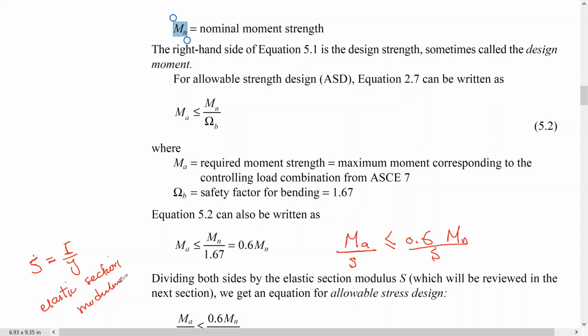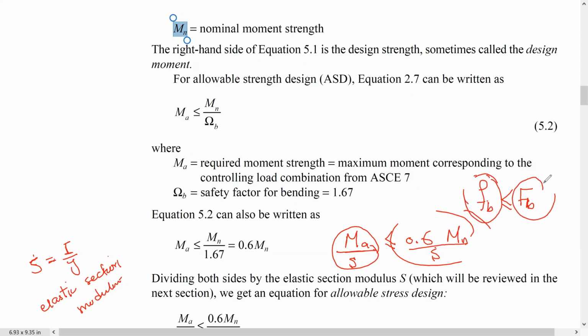Okay, in this case, we're going to have the bending stress here, and this one is going to be like this. So the bending stress is supposed to be less than the allowable bending stress here. So here is the maximum bending stress. It's supposed to be less than the allowable bending stress, okay? This one is the same as this, but they are divided by S, so we turn it to stress.